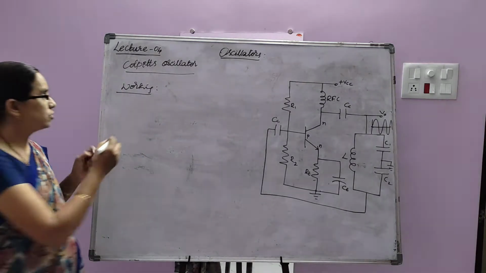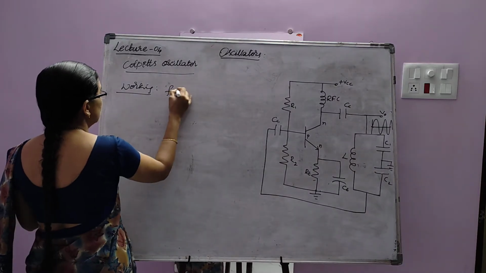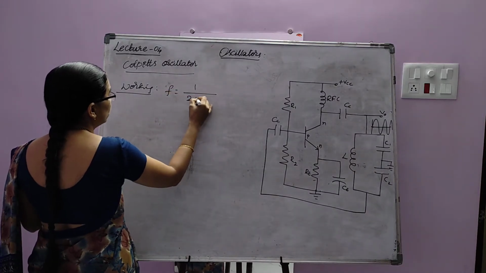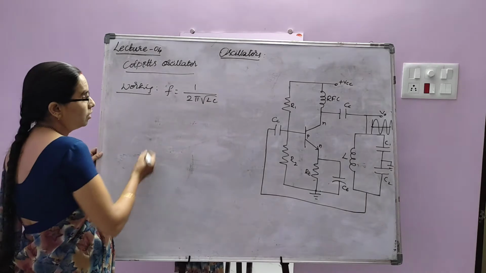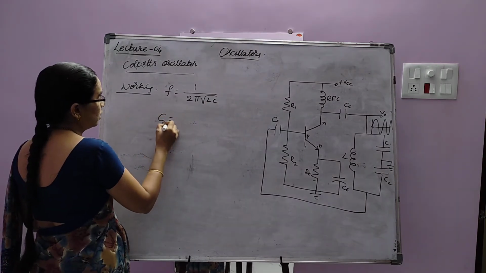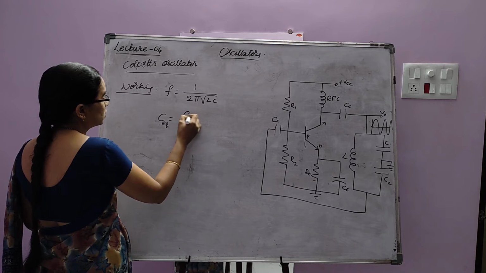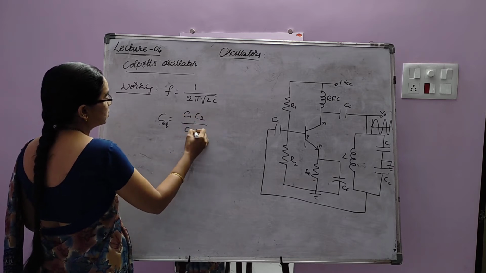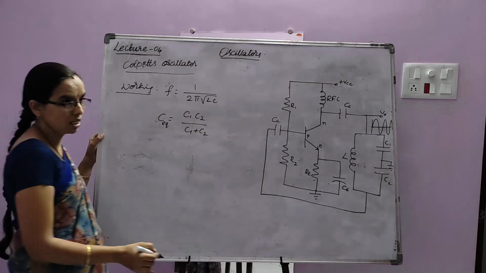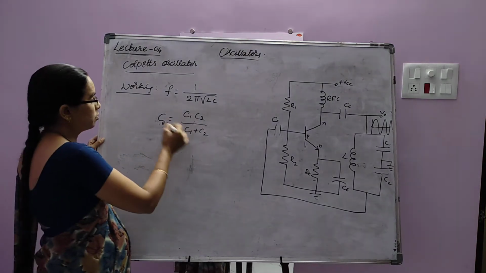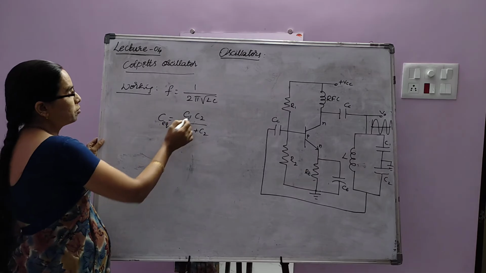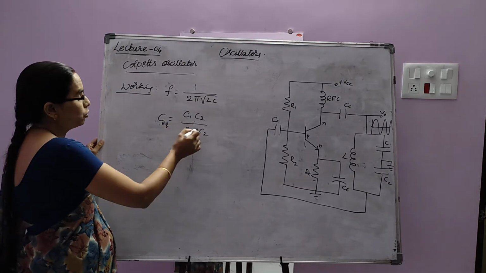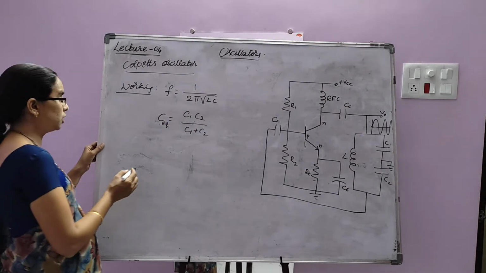And the frequency of oscillations, f is equal to 1 by 2 pi root LC, the same formula, where C is the equivalent capacitance, C equivalent is equal to C1 C2 by C1 plus C2, because these two are connected in series combination. When two capacitors are connected in series, the equivalent capacitance is given by C1 C2 divided by C1 plus C2.